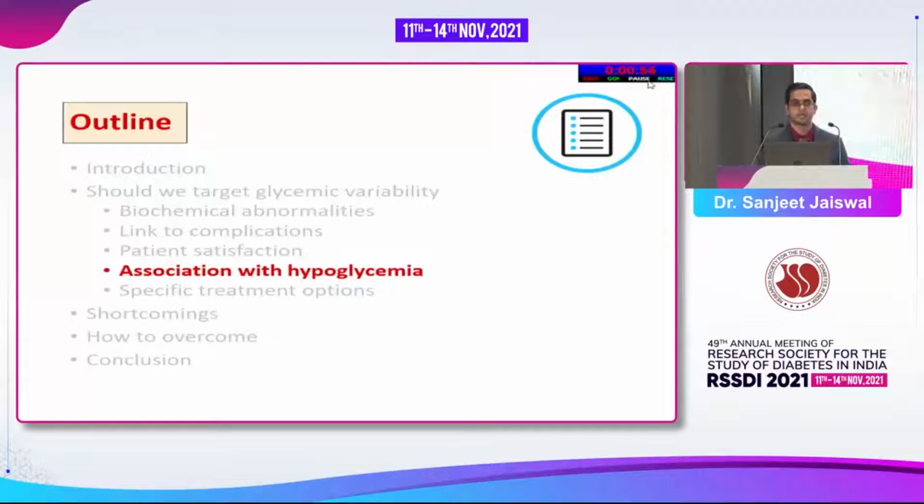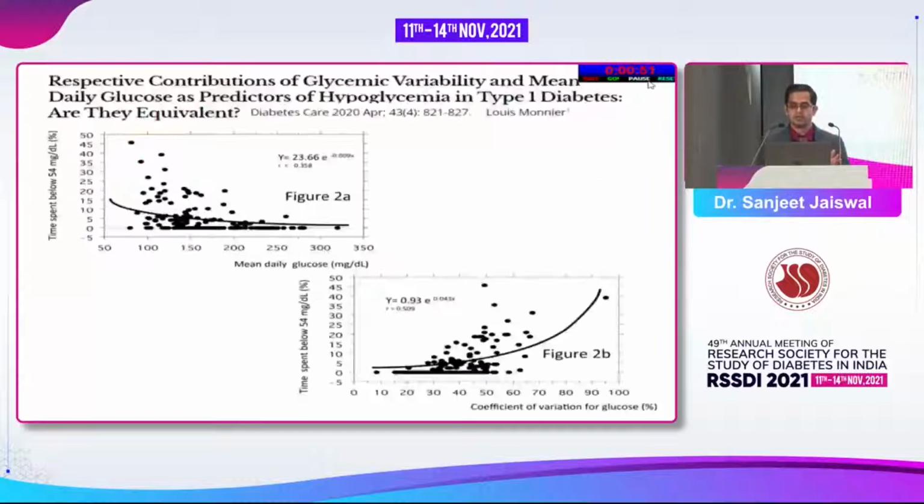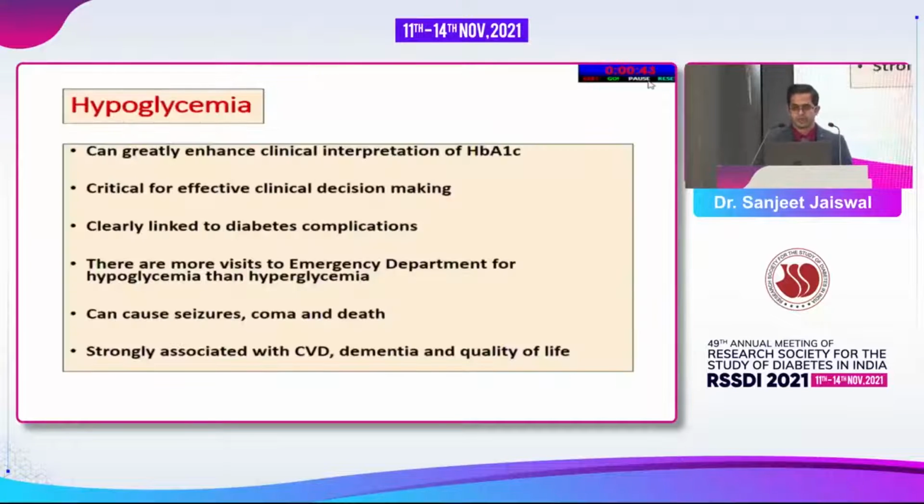So the association of hypoglycemia is very strong. Glycemic variability should be assessed in view of hypoglycemia. As glycemic variability increases, the risk of hypoglycemia increases, and hypoglycemia is very important and enhances the clinical interpretation of HbA1c. When we combine HbA1c and hypoglycemia, these two parameters can be very useful in clinical practice and decision making even without CGMS. We know that hypoglycemia is associated with emergency visits, seizures, and death, and it is also associated with cardiovascular disorder, dementia, and poor quality of life.